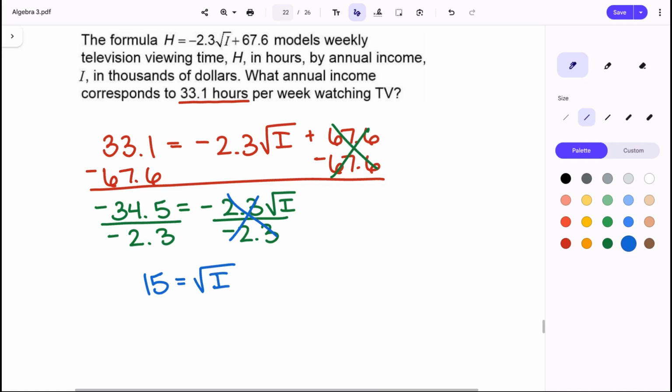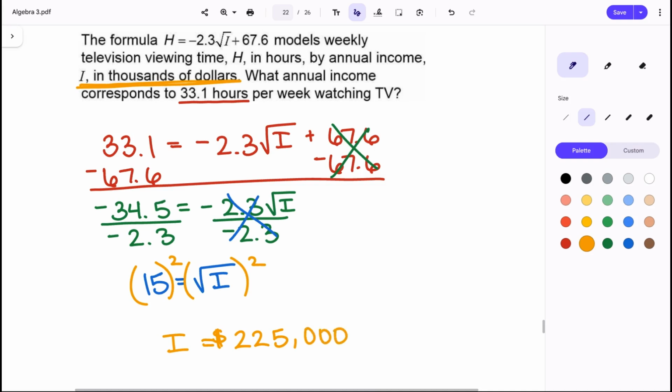So now I've got 15 equals the square root of I. How do I get rid of that square root sign? Square it. So I equals what? 225. Okay, now think about this for a second here. We're talking about annual income. So is someone going to make $225 in a whole year? Does that make sense? 1,000. Because up here in the problem it said annual income I is in thousands of dollars. So we need to add a couple of zeros to our answer there to make it make sense. Questions about that problem?